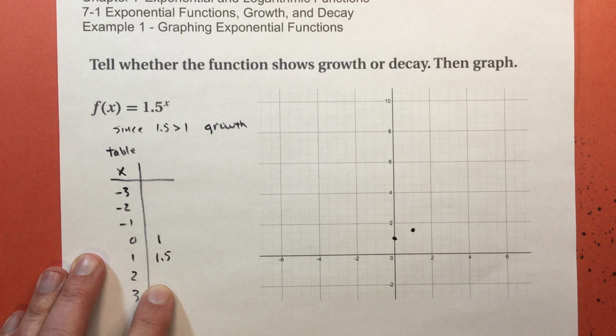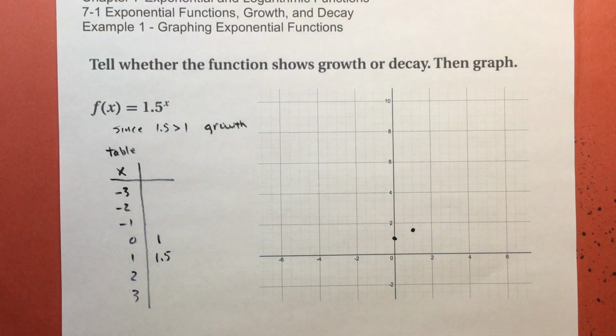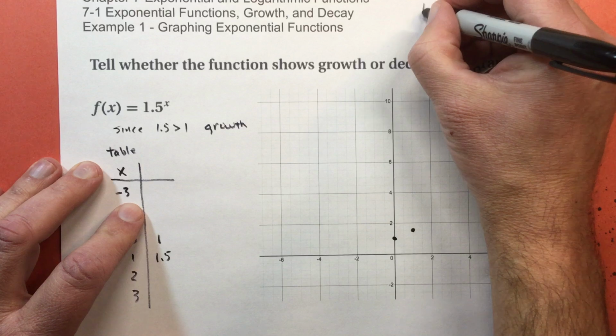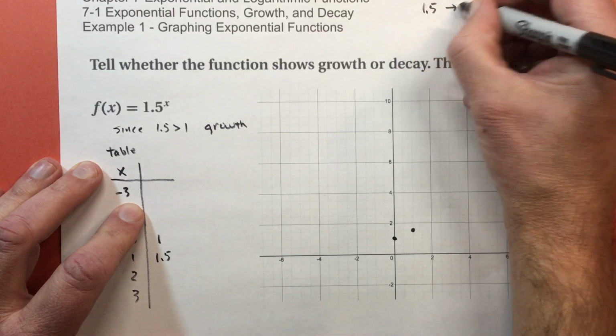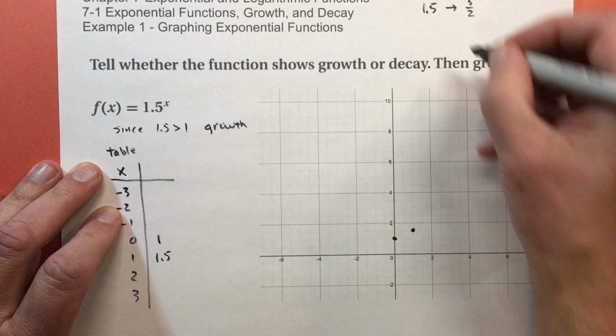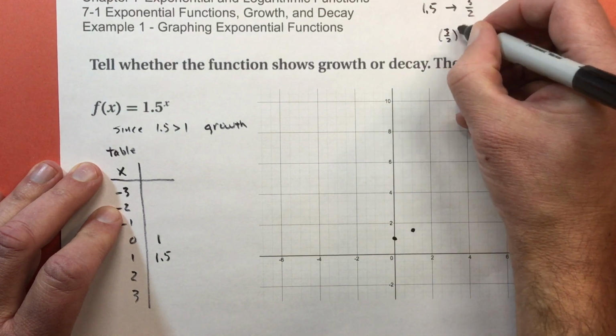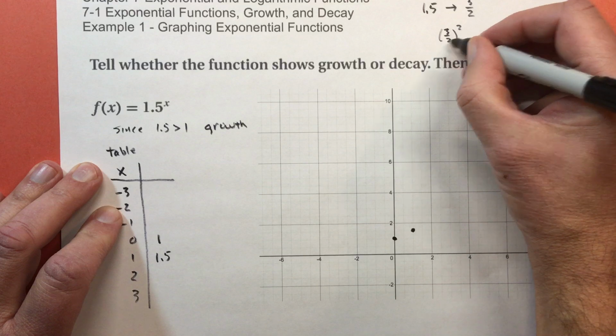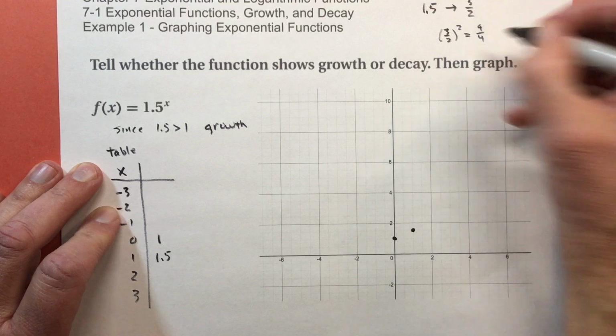All right, cool. Now, here's where, yeah, go ahead. You can do it. Grab one of these. But you don't need to. You guys are in accelerated algebra. You can do it in your head. Why? Because it's easy. I'm going to write it up here. 1.5 is the same as 3 over 2. Why in the world would I want to change it to a fraction? Because 3 over 2 squared means 3 times 3 over 2 times 2 equals 9 over 4.